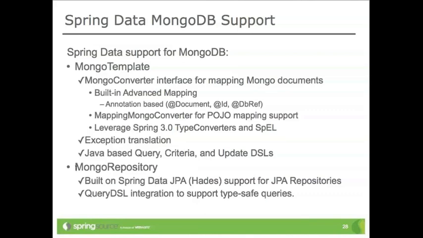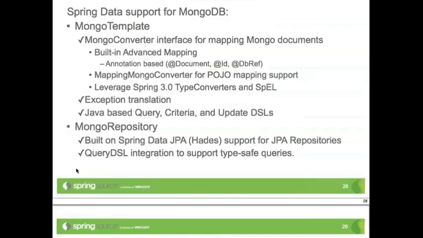And similar to the JPA repository, we also have an implementation that provides similar support for Mongo. It shares a lot of code with the Spring Data JPA repository support, and it also integrates with the Query DSL. It's an independent project, but it's very interesting, and it gives you access to type-safe queries. So you don't have to provide strings anymore for the field names, which makes it much easier if you want to refactor your code down the road.